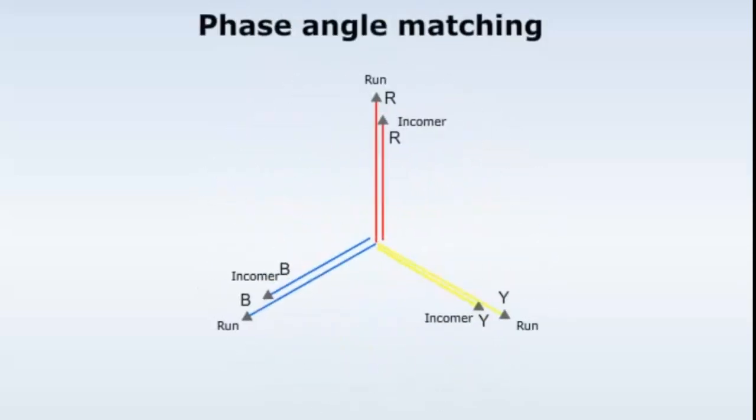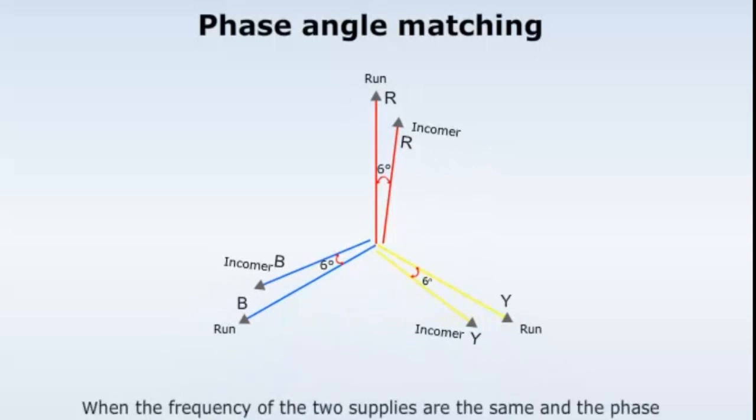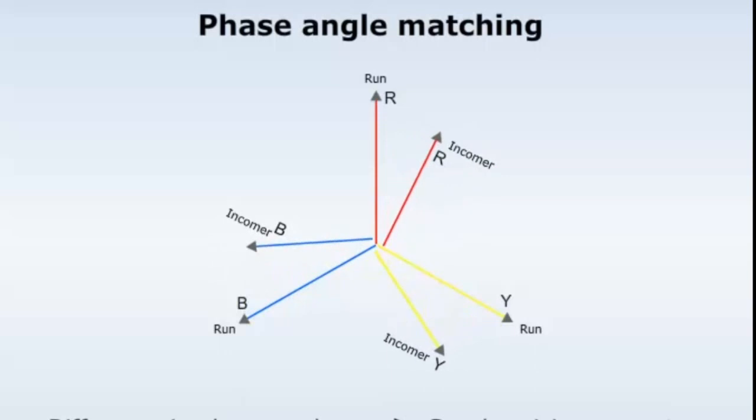The fourth condition is that the phase angle of the incoming alternator should be matched with the phase angle of the running alternator. The phase angle between the two alternators should be within 6 degrees. This condition can be obtained only when the frequencies of the two supplies are the same and the phase sequences are also the same. A difference in phase angle between the running and incoming alternators at the moment of paralleling will produce synchronizing currents.